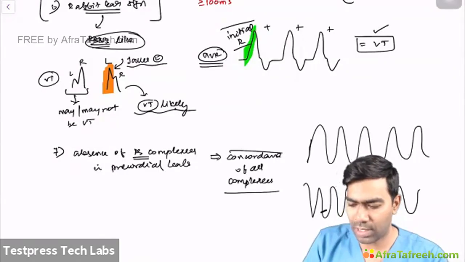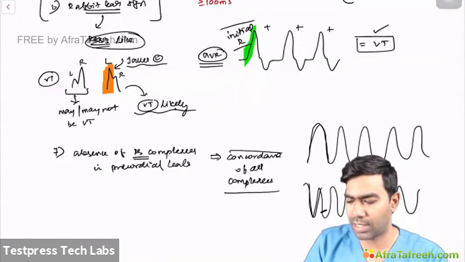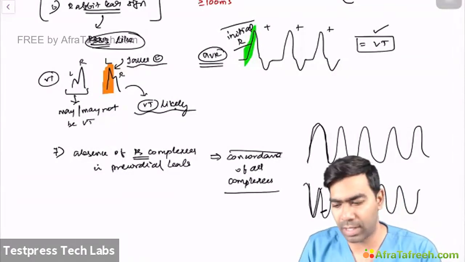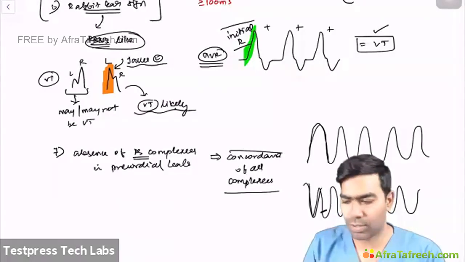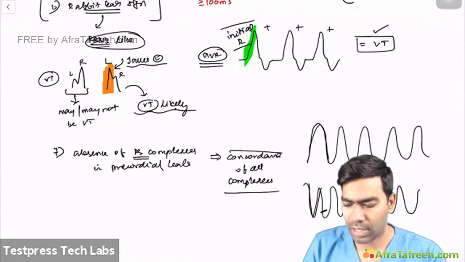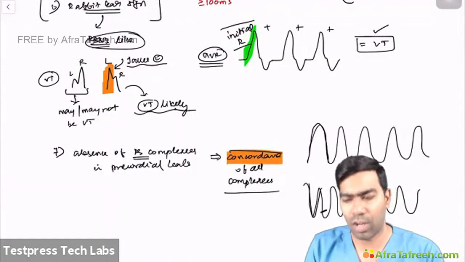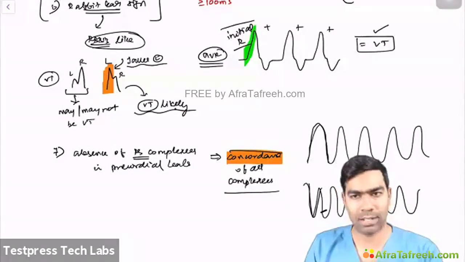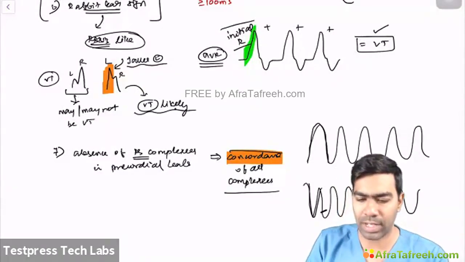So you can consider this as an R or you can consider this as an S. It doesn't matter. You can't really make the concordance or the discordance here. So this is what we mean by absence of RS complexes, which means concordance of all the complexes. You can't really tell R and you can't really tell S. Either you can call it an R or you can call it an S, but you can't really see something like this.